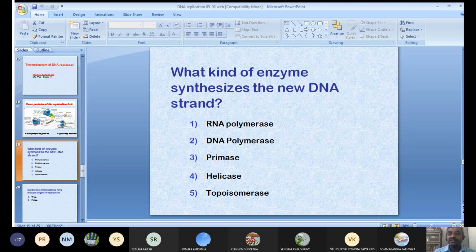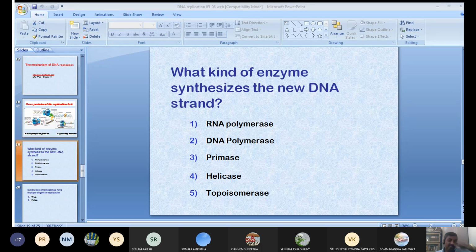Okay, so what are the different types of enzymes involved in DNA synthesis? There are so many enzymes, but there are 5 major enzymes which are responsible for DNA synthesis. The first one is RNA polymerase. I'm not going to talk about RNA polymerase here, but I will say, instead of RNA polymerase, it's a primase.